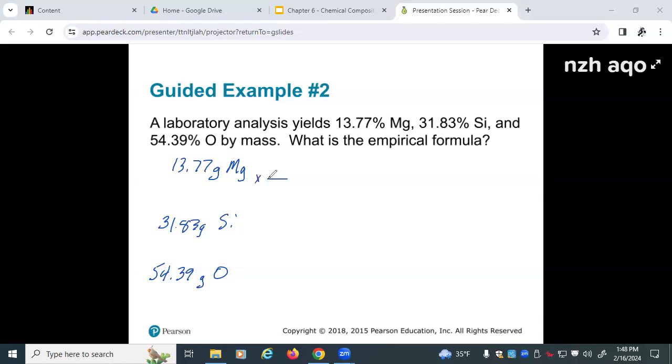So the first step in each of these would be to turn the grams into moles using the molar mass. So molar mass of magnesium is 24.31 grams. So 13.77 divided by 24.31 is 0.5664 moles. The molar mass of silicon is 28.09.